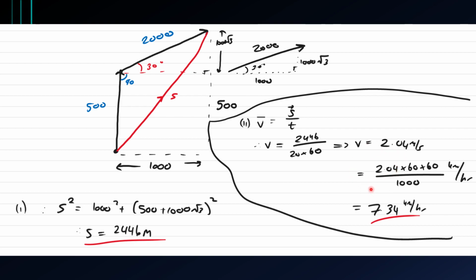that's 7.34. As an extra challenge, I would like you to find the difference in average speed, I'll just call it v bar, between traveling along the displacement line and traveling along the distance line. So that's a nice little follow-up question for you to try.